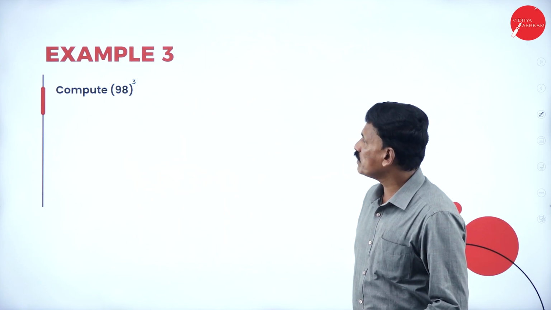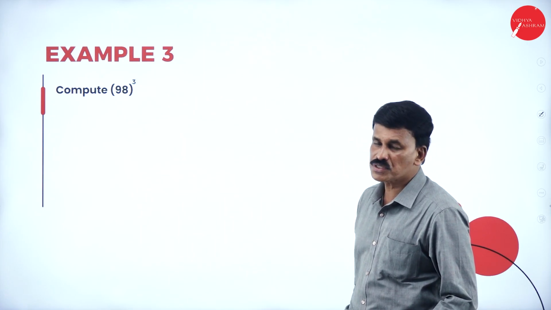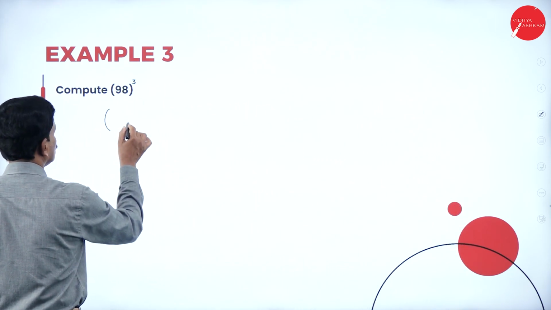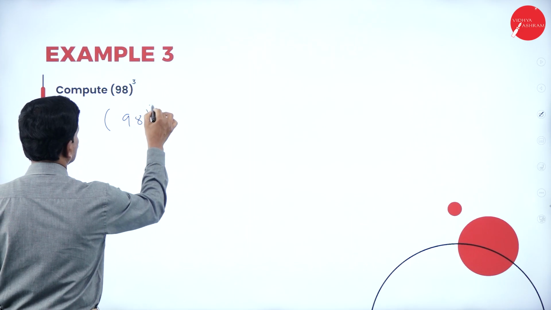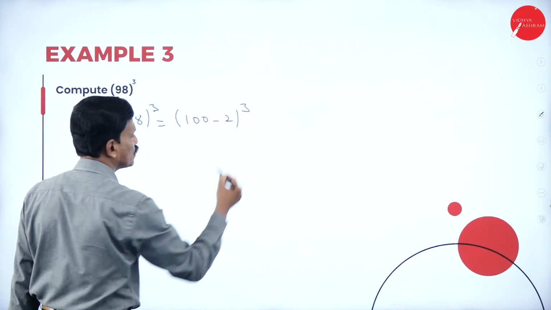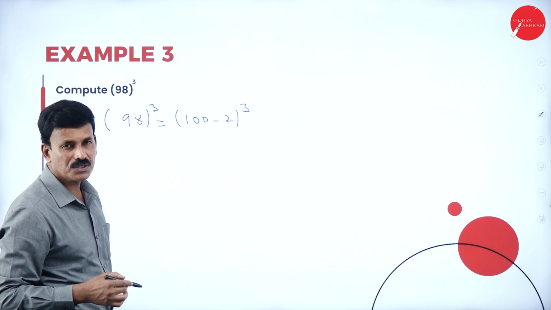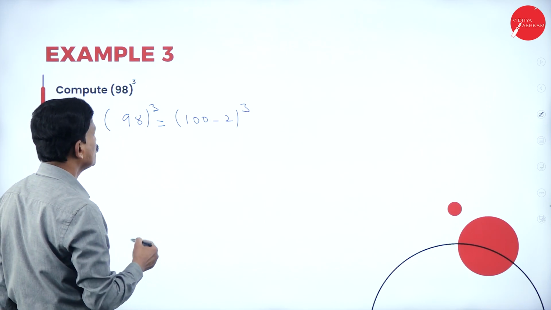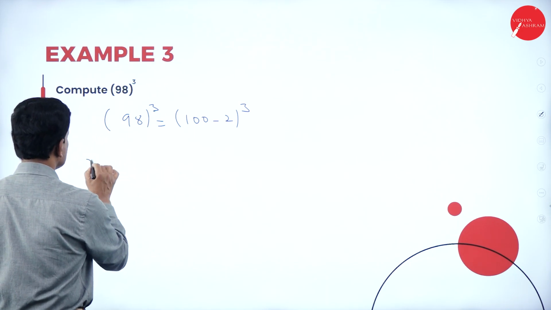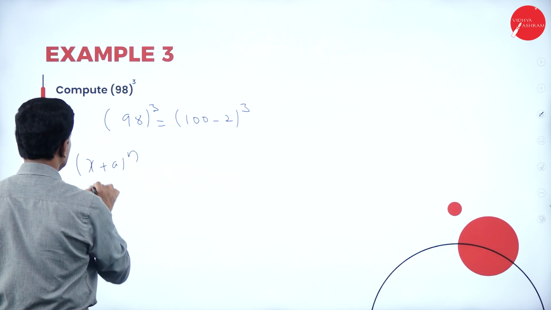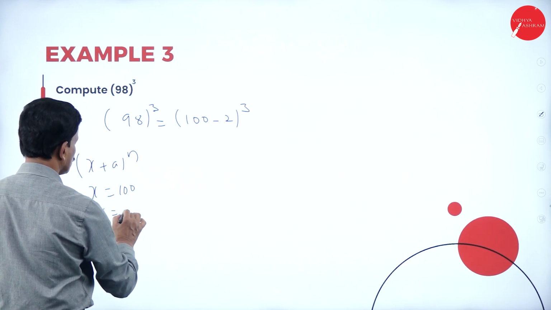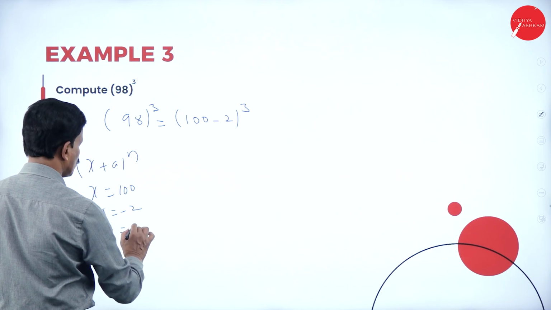Application type problem. Expand 98 to the power of 3 using binomial theorem. Very simple. Let us convert this. 98 to the power of 3 can also be written as (100 minus 2) whole to the power of 3. Just convert to the powers of 10. So 100 minus 2 is 98. So this is of the form (x plus a) to the power of n. Here x is equal to 100 and a is equal to minus 2 and n is equal to 3.